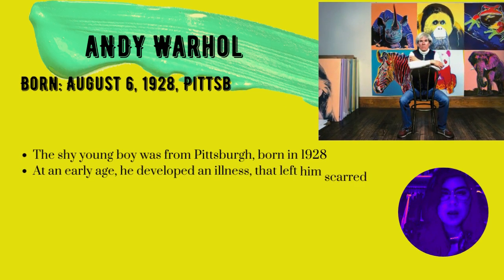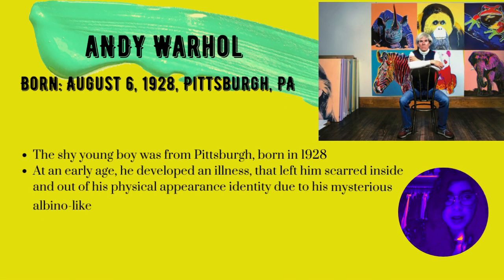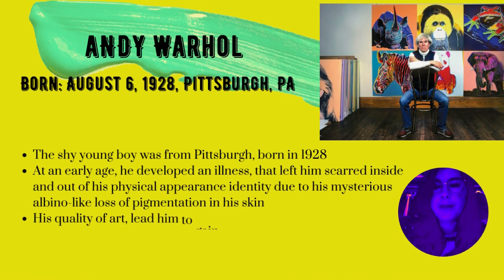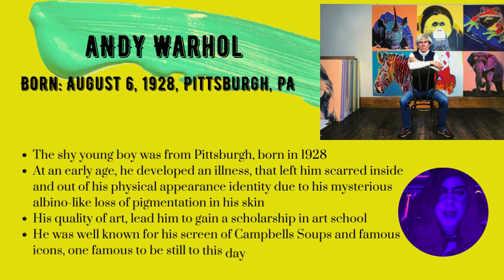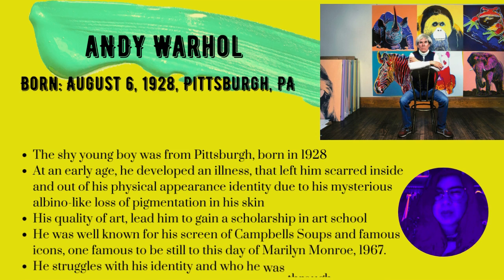Who was he? He was a shy young boy who grew up in Pittsburgh, born in 1928. At an early age, he developed an illness that left him scarred inside and out of his physical appearance identity, due to his mysterious albino-like loss of pigmentation in his skin. His quality of art led him to gain scholarships in an art school.